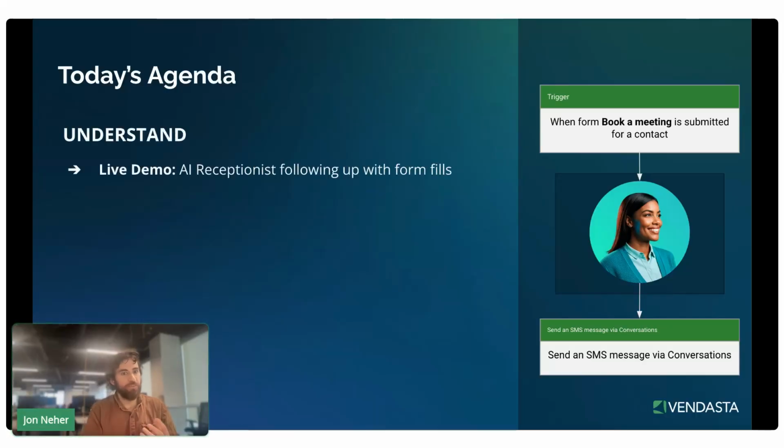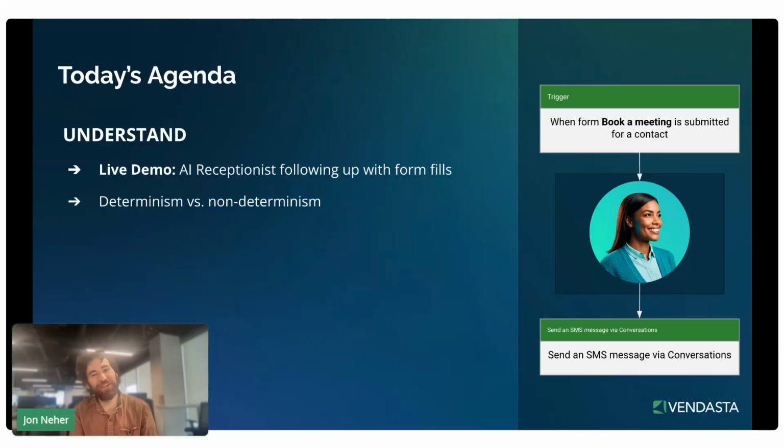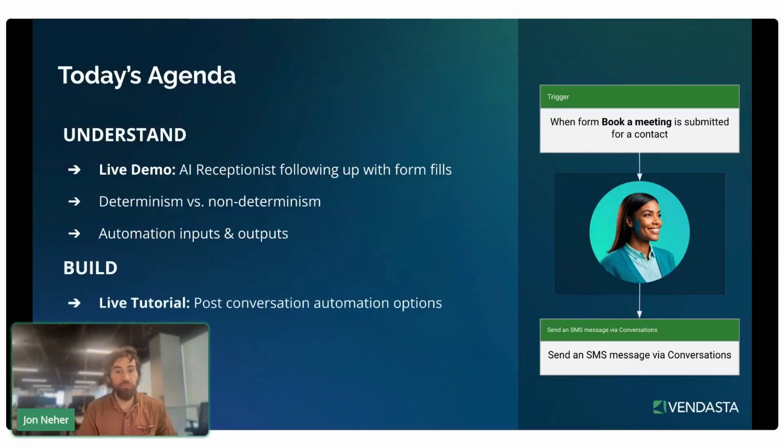So I always want to take some time to do some basic understanding where I'm going to give a demo of the AI receptionist following up with form fills and creating sort of a conversation from a form fill. We're going to talk about determinism versus non-determinism. This is something I've talked about previously, but it's really important when we're thinking about the context of mixing AI and automations. And then we're going to talk about how you can use automation inputs and outputs and how those are involved in a workflow. And then we're going to take some time to build. We'll build an automation using post-conversation trigger and show off some of the things that it can do.